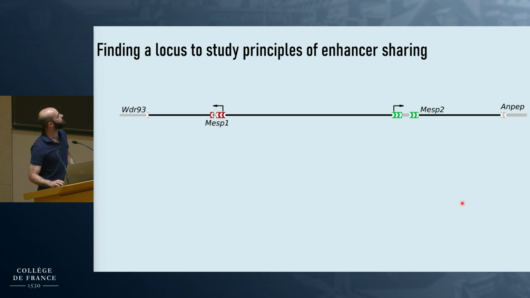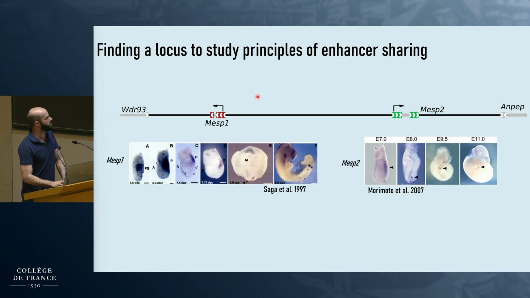And so we stumbled upon this locus that has been studied in great depth by a lab in Japan, Yumiko Saga, and I'll present some of her work. You have these two genes, MESP1 and MESP2. They're located just 17 kb away, so it's a very short locus. It's not in the megabase range. It's 2 or 3 orders of magnitude lower than long-range regulation as is typically studied.